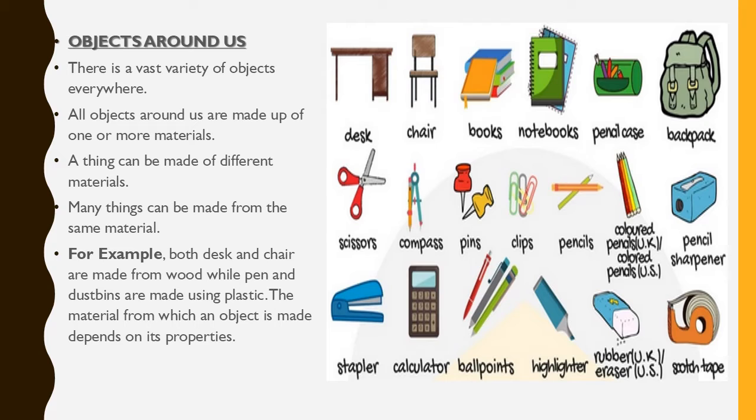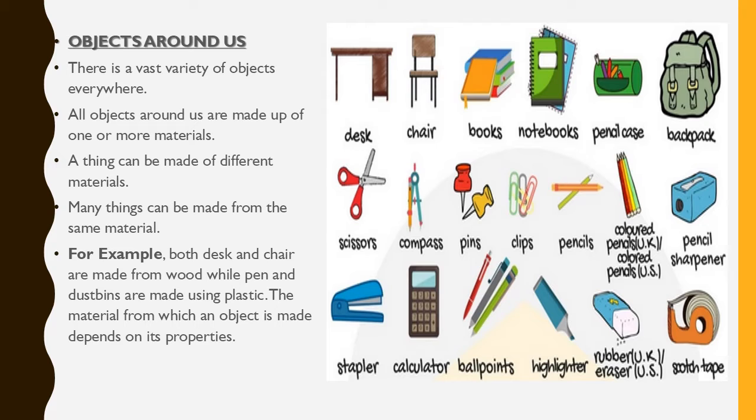Objects around us. There is a vast variety of objects everywhere. We have seen that our food and clothes have so much variety in them. Not just food and clothes, we have so much variety of objects present everywhere.